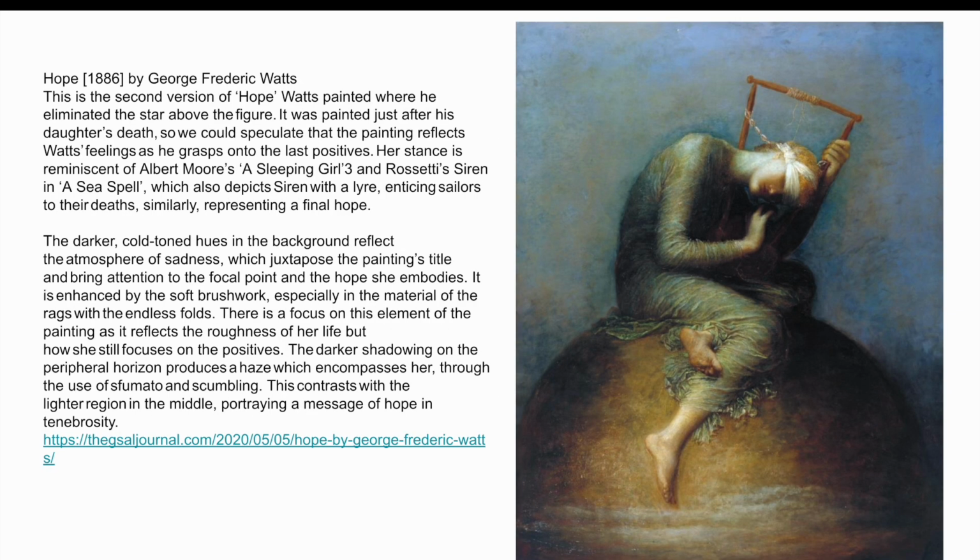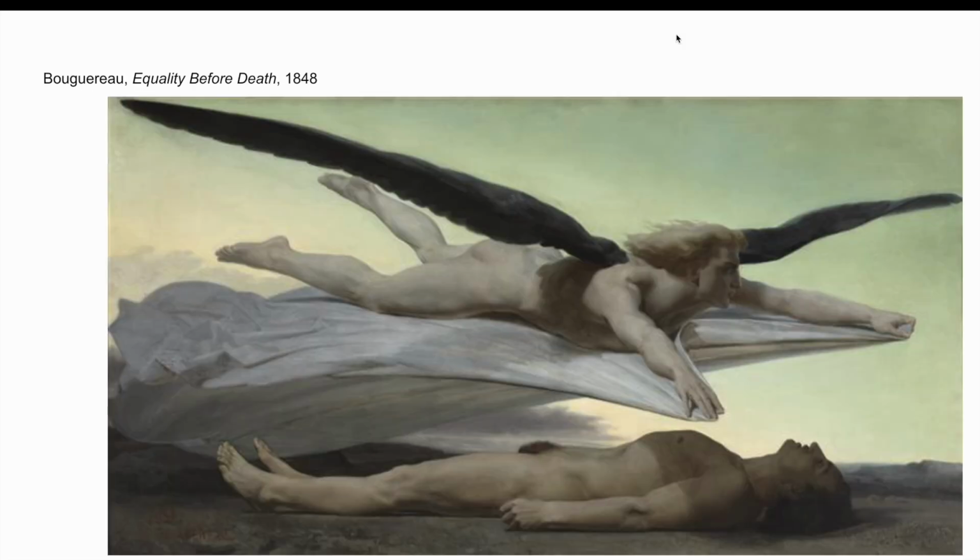All right, this is George Frederick Watts' Hope. So this is Hope. She's in the ocean on a ball. Her harp has only one string left. All the strings are broken except for one, but she still plays that one string, right? There's that one star shining in the sky, right?